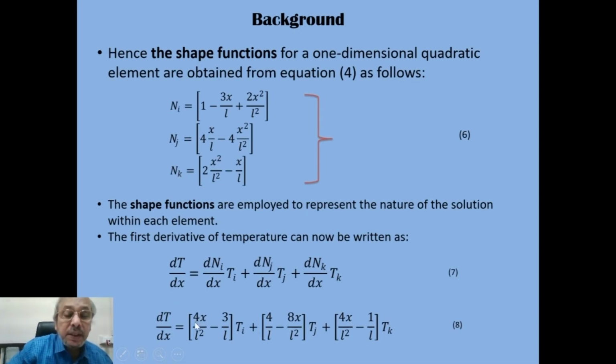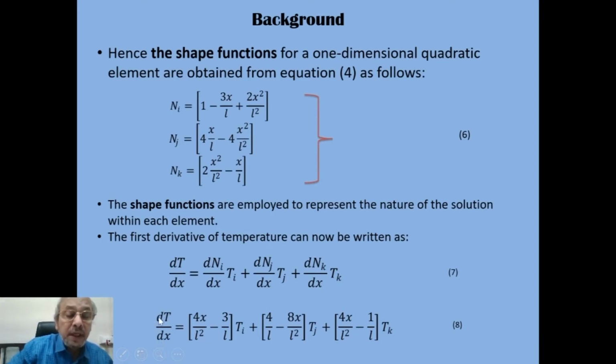So it is basically 4x by L square minus 3 by L. This is dNi/dx into Ti. 4 by L minus 8x by L square. This is dNj/dx. And 4x by L square minus 1 by L. This is dNk/dx. So dT/dx can be written in this way. This can also be expressed in a compact form.